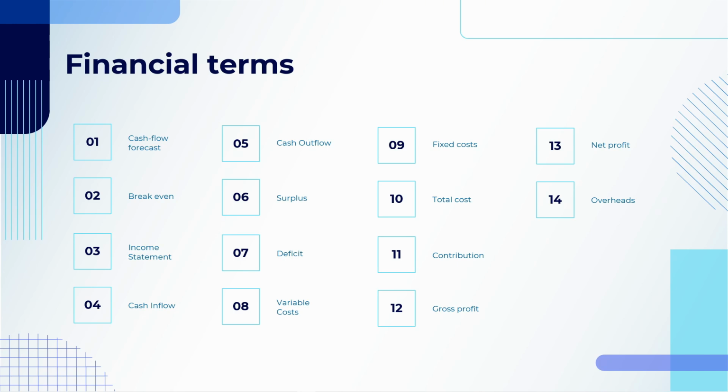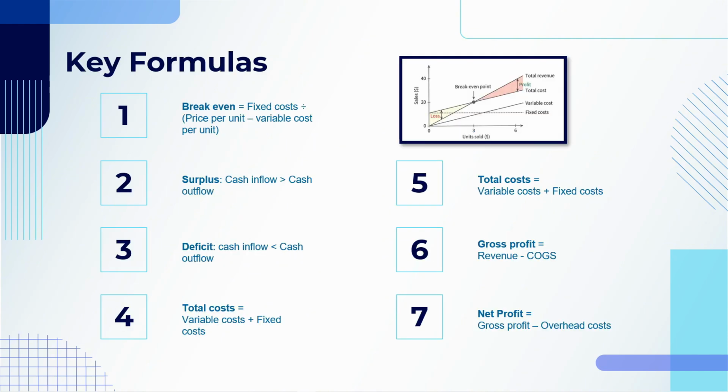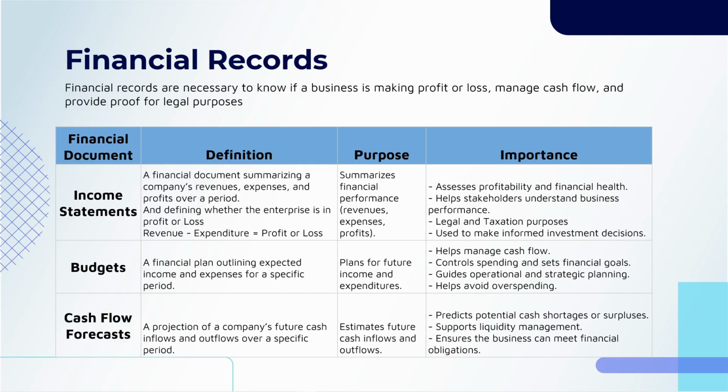Number 14 are overheads. Overheads are ongoing costs that aren't linked to production. But I will say that this is a definition that you don't have to memorize. Now on this slide, I've listed the main formulas that you must know, so take a moment to note them down. Now let's discuss financial records in more detail.